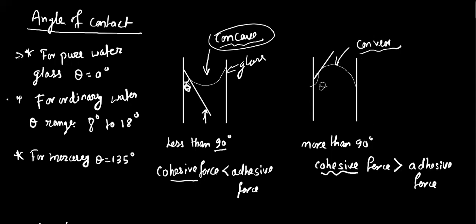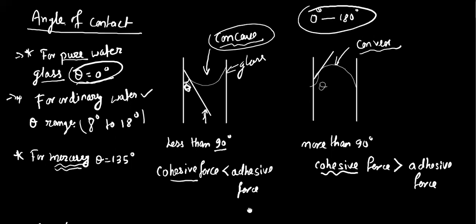There are some important values for different kinds of liquid. For pure water and clean glass in contact, the angle of contact is 0 degree, and for ordinary water, that means not in pure form, the angle of contact ranges between 8 degree to 18 degree, and for mercury in pure form its value is 135. From this discussion we can say that the angle of contact lies between 0 degree to 180 degree. So this is all about the angle of contact.